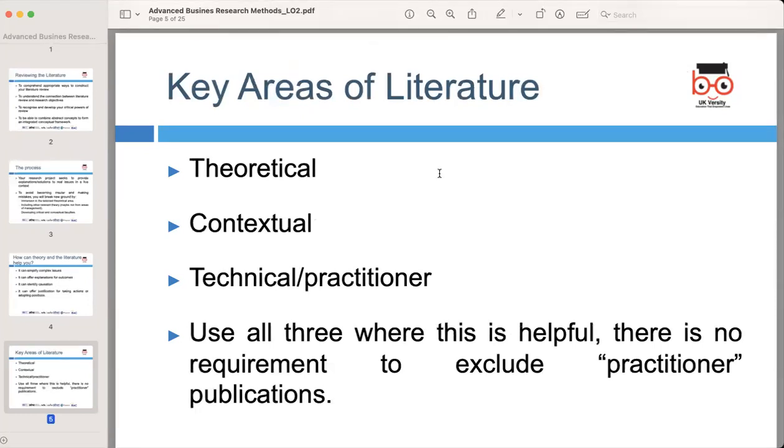Okay, so key areas of literature: theoretical, contextual, technical, practitioner. Use all three where this is helpful. There is no requirement to exclude practitioner publications. So first one is theoretical literature, which focuses on the analysis, interpretation, and exploration of literary work. Next is contextual literature, which explores the social, historical, and cultural aspects that influence and shape literary works.